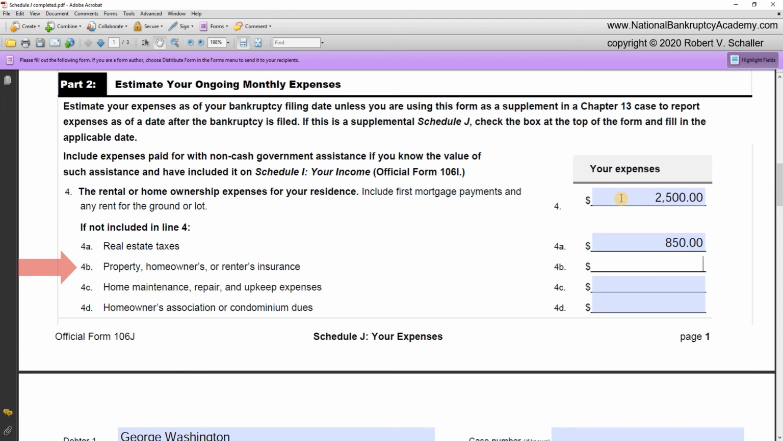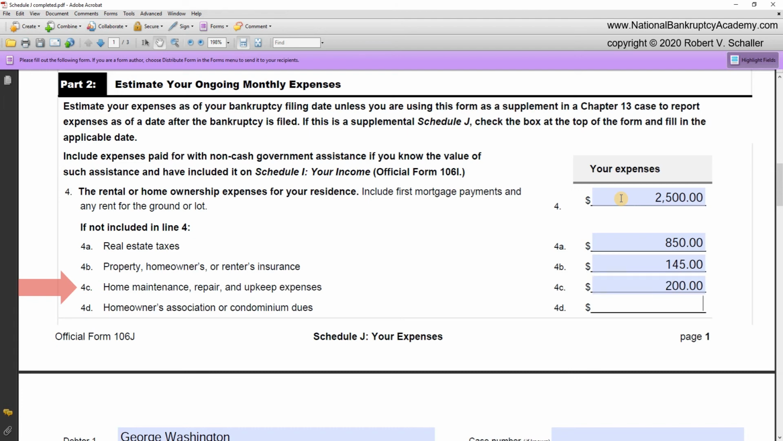Next, 4B. 4B says property, homeowners, or renters insurance. Again, if this is included in the mortgage, then this line would be 0. If instead the debtors pay that separately, which means in addition to the mortgage, then we include it in 4B, and that's the case with George and Martha Washington. They pay $145 a month insurance on their home. Line 4C is home maintenance, repair, and upkeep expenses. Well, since it's a home, that would not be included in the mortgage, and they would be responsible for making those payments. And in this case, it's $200 a month.